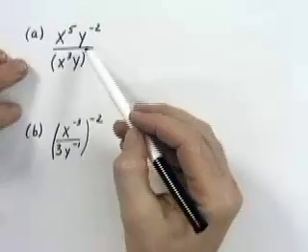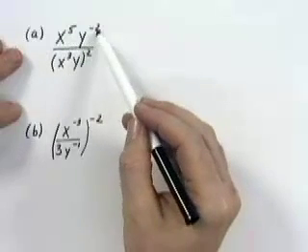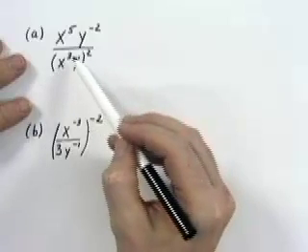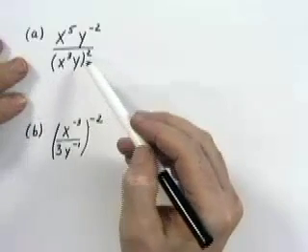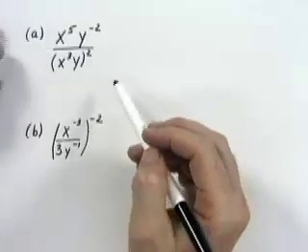We're now going to do a couple examples where we illustrate all of the laws of exponents that we just presented. In this particular example A, we have x to the fifth times y to the negative second power over x cubed y, all raised to the second power.